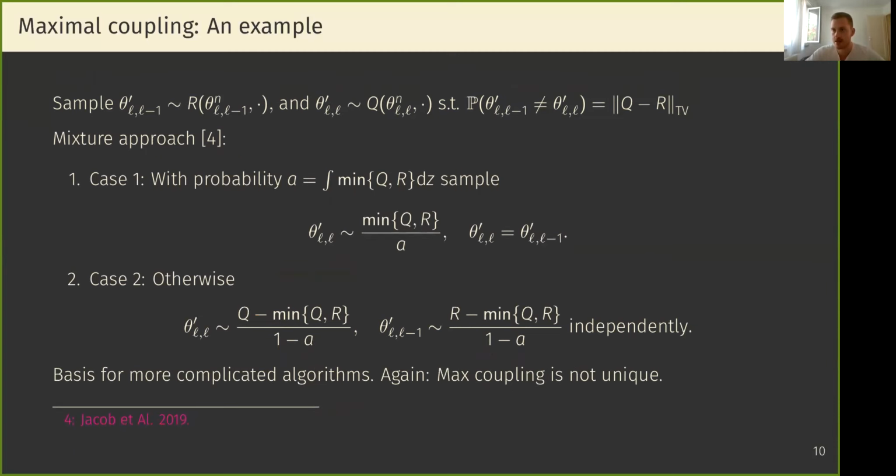This sort of algorithm is the basis for more complicated maximal coupling methods. To sample from this, you can do it via accept-reject. Again, it's worth mentioning that these maximal coupling algorithms are not unique, and further algorithms to generate maximal couplings are presented in this work by Jacob.